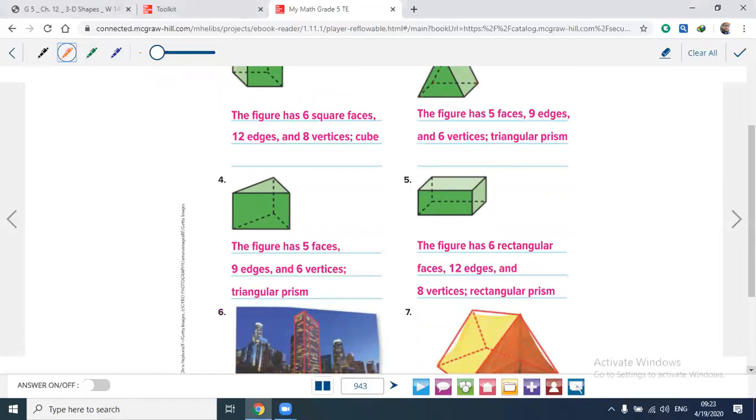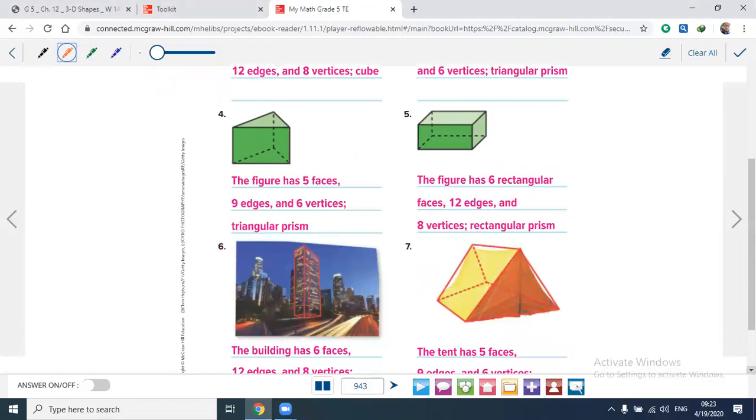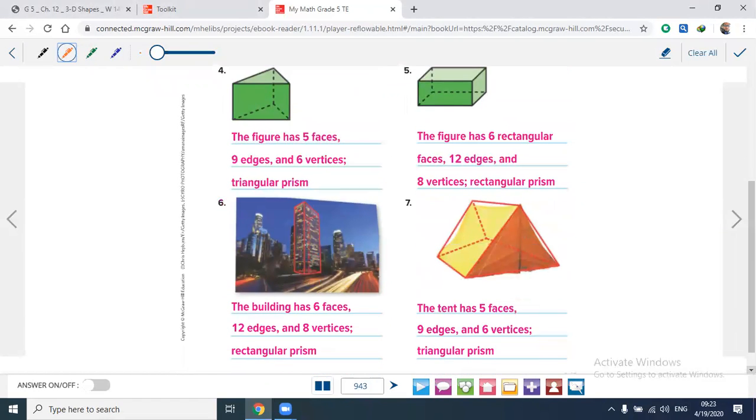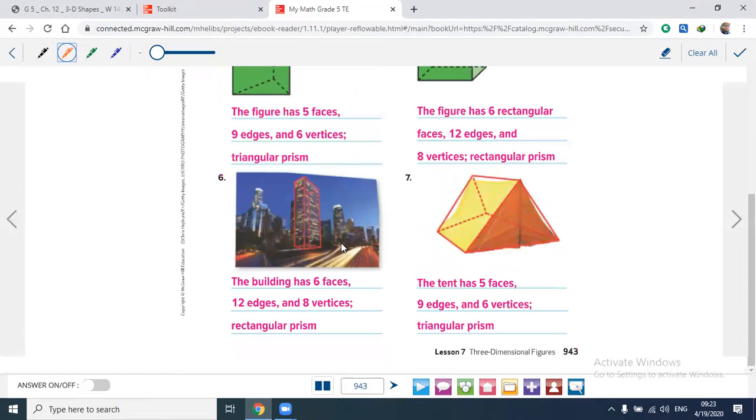Here number 6 and 7, I have this tower. The building has 6 faces, 12 edges, and 8 vertices. It is a rectangular prism. And I have this tent, which has 5 faces, 9 edges, and 6 vertices. It is called a triangular prism. Okay.